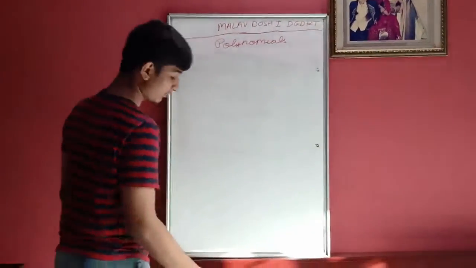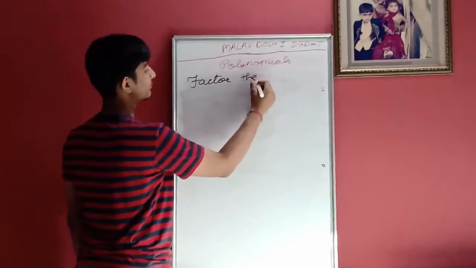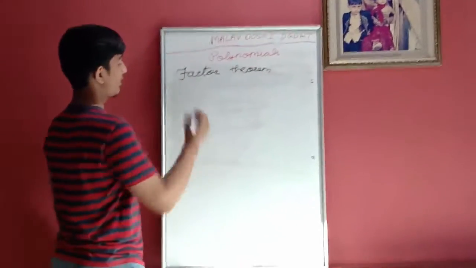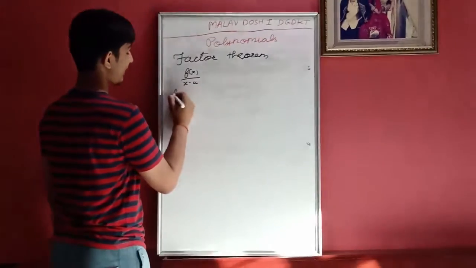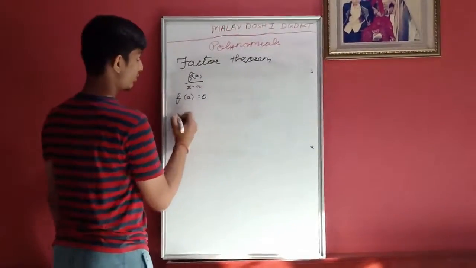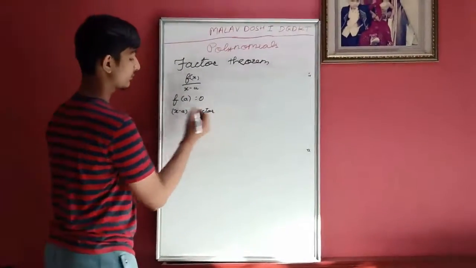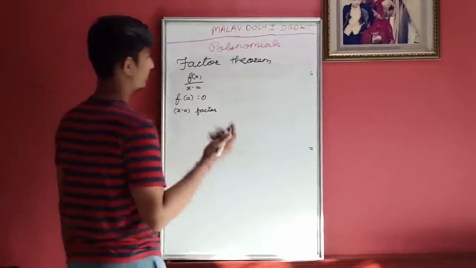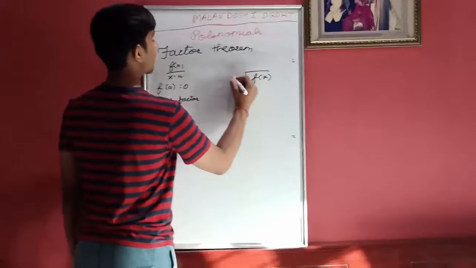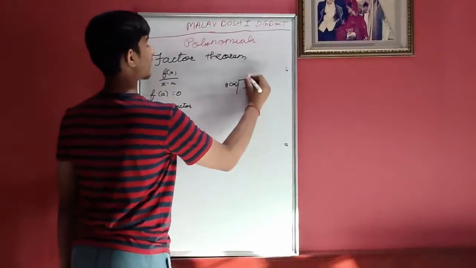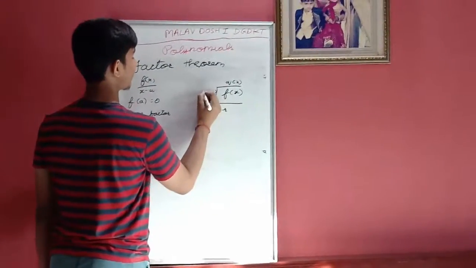Now let's see the factor theorem. The factor theorem states that if f(x) is divided by x minus a and f(a) equals 0, then x minus a would be a factor. Okay, now let's take the proof. Here f(x) is the polynomial, it is divided by g(x), the quotient is q(x), and here it is r. It is not divided by g(x) but by x minus a.